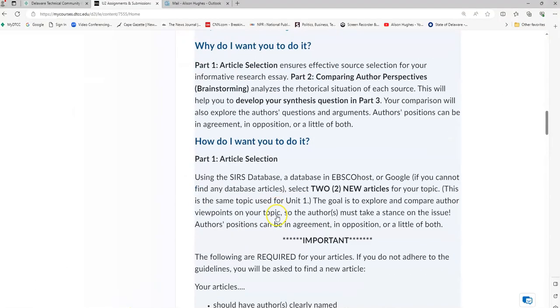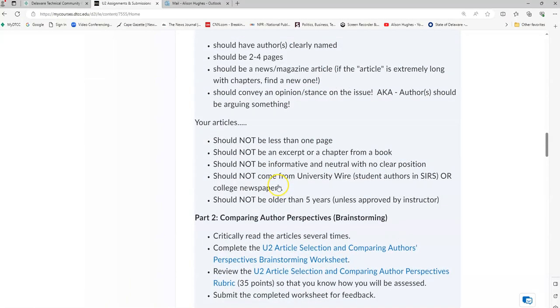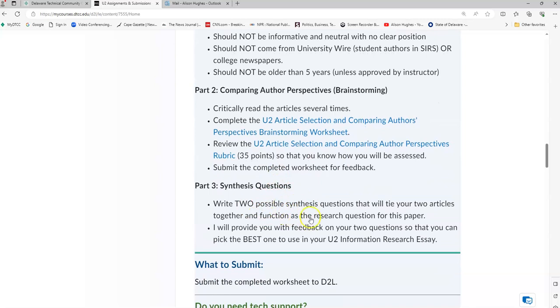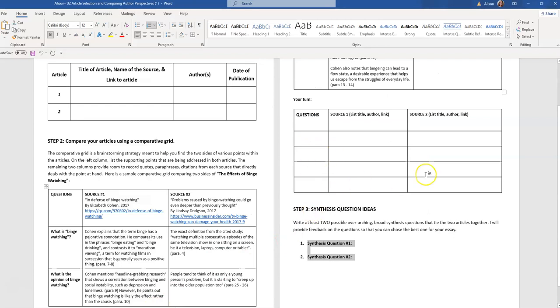And you'll notice where it says, where am I? Oh, part 3, 2 possible synthesis questions. And the reason that I would like 2 is ultimately you're going to have to pick one. And I find that most students benefit from writing 2 questions, and then that way I can give you some feedback, whether one question stands out or maybe even combining the 2 questions together in some way. But this overarching synthesis question is really going to be the foundation of the paper, along with some of the brainstorming details that you came up with from this particular assignment.